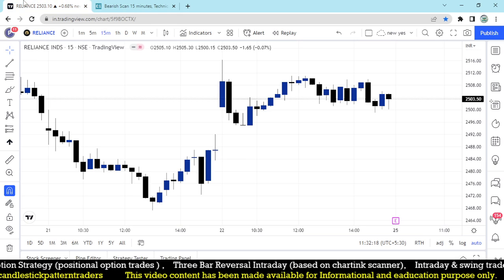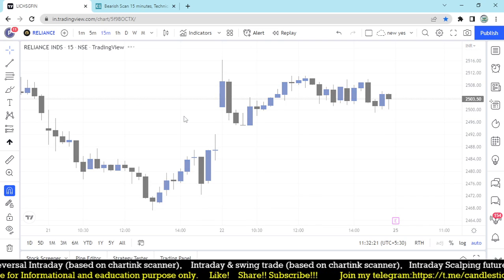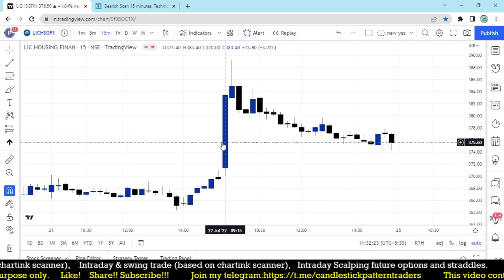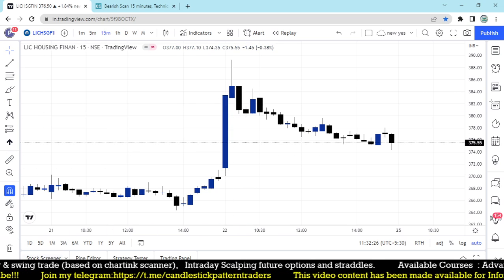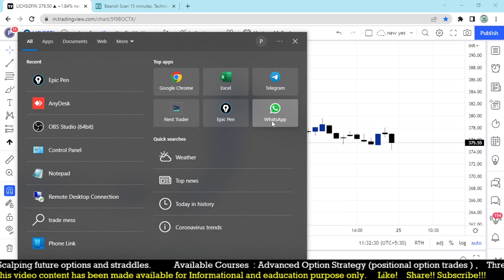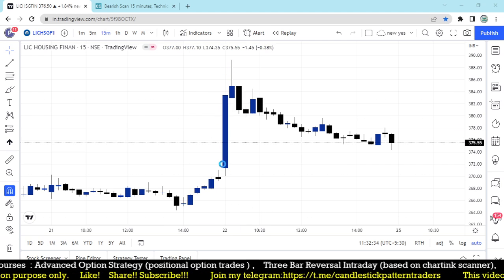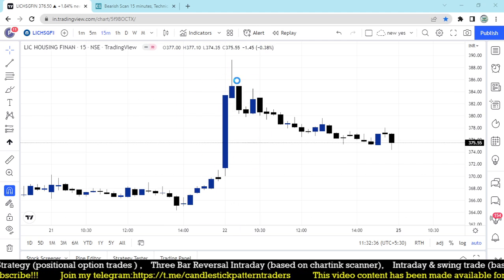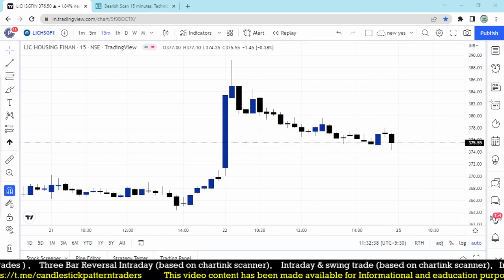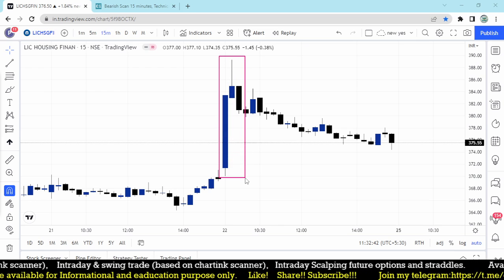Let me see LIC Housing Finance. What happened there? The first 3 bars, 1, 2, 3, were all present on the same day. That means this is a valid 3-bar. Initially it's showing some bullishness. In the 2 consecutive candles there was a big move, but the 3rd candle shows you the reversal.